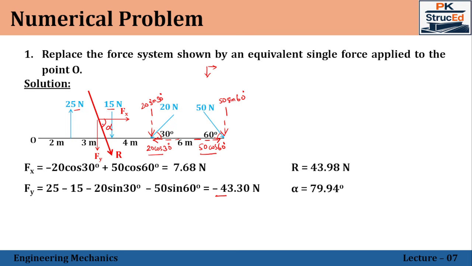Let us assume that the line of action of this force is going in this way, so that the perpendicular distance from the line of action with respect to point O, because here it has been asked that we need to convert this force system into an equivalent single force system that should be applied at the point O. Therefore, we need to find the perpendicular distance from the line of action of this resultant to the point O.